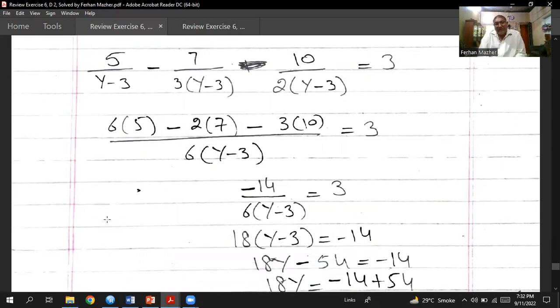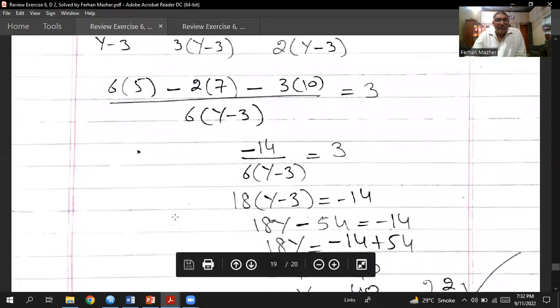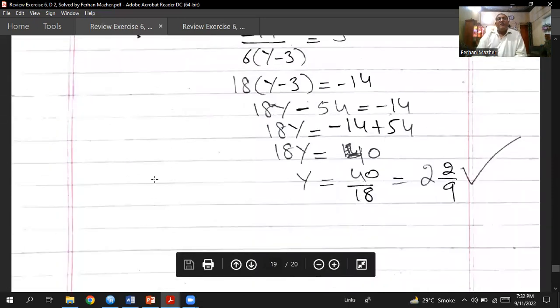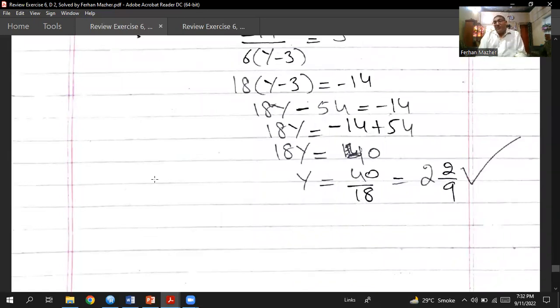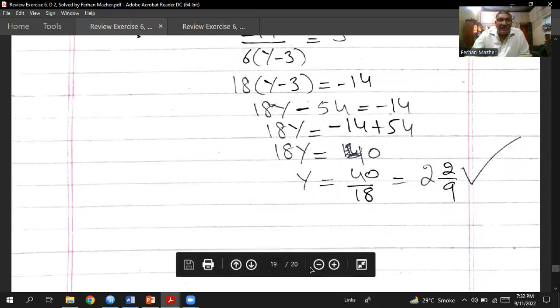Cross multiply, so you will have 18 bracket y minus 3 bracket close equals minus 14. So 18y minus 54 is equal to minus 14. So you will have 18y equals minus 14 plus 54. So 18y will be equal to 40. So y will be equal to 40 divided by 18. So that is 2 whole 2 by 9. So this is how you will do this part.